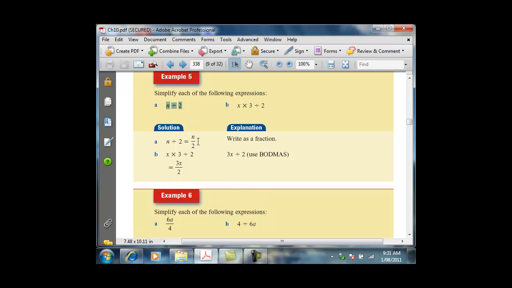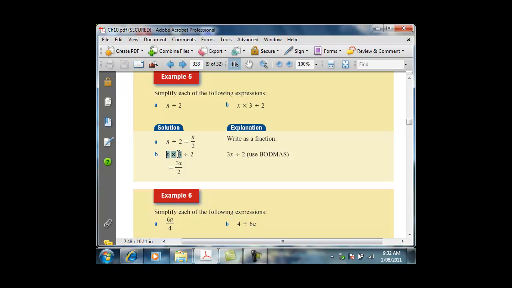n divided by 2 is n upon 2. x times 3 divided by 2, you follow BODMAS. So in BODMAS, have a look at this. Division and multiplication. This does not mean you do the division first. This means you do division or multiplication, whichever comes first. So if you look at that, the multiplication comes before the division. So you do the multiplication first, and then you do the division.